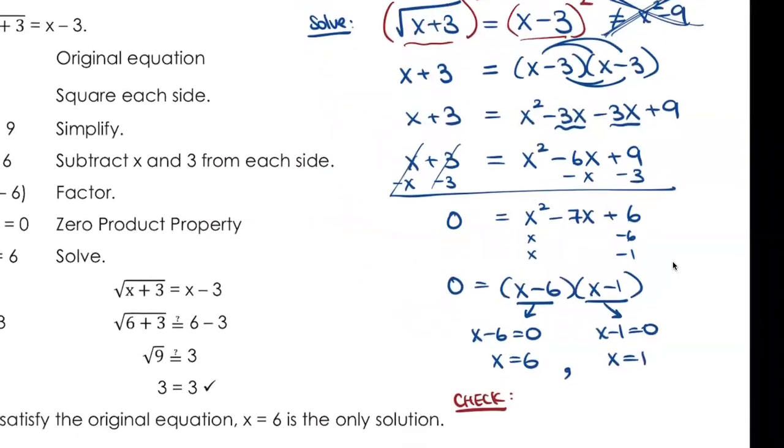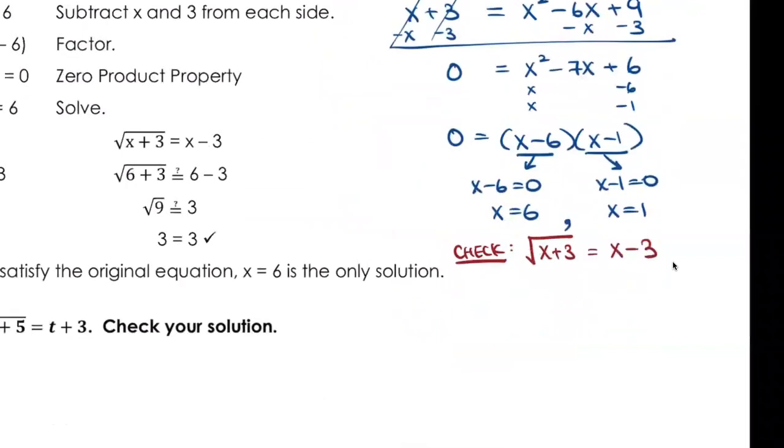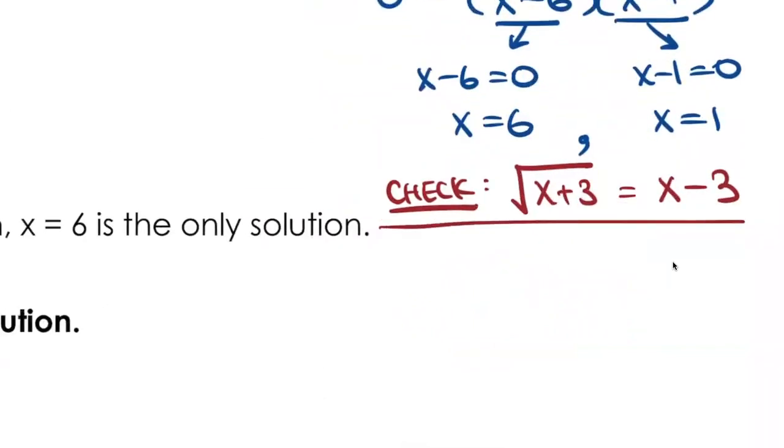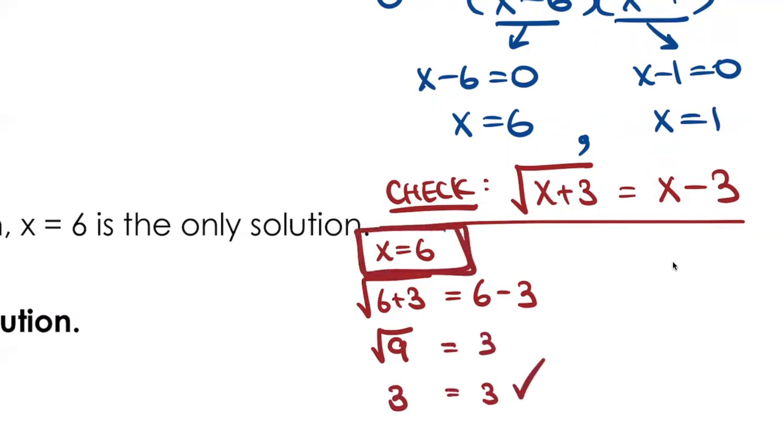All right, my original equation was √(x+3) = x − 3. So let's check each of these answers. If x was 6, I have √(6+3) = 6 − 3, plugging in 6 for this x and this x. Let's make sure that's true. So I have √9, which gets me 3, and 6 − 3 is equal to 3. All right, so this is a solution. That one checked out.